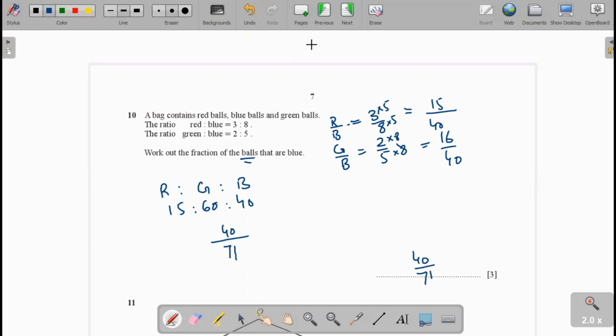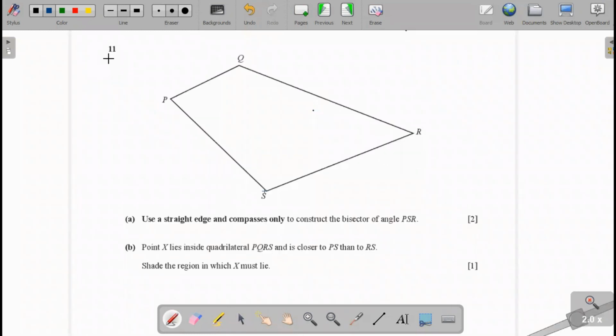Now we will go to the next question. Question 11, part A: use a straight edge and compass only to construct the bisector of angle PSR. This is angle PSR. With this digital compass, I construct the angle bisector of PSR. I draw this angle bisector with the digital compass. We now look here, I will set the compass and draw the arc at this position.